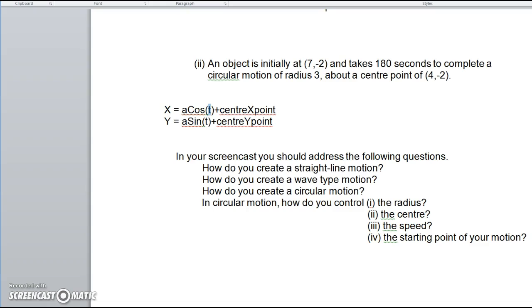Now to get the parametric equation of circular motion for x and y, we multiply a, which is the radius, by cosine, multiply by t, and we add on the x center point. And very similar in y, we multiply the radius by sine, multiply by t, and add the center y point.